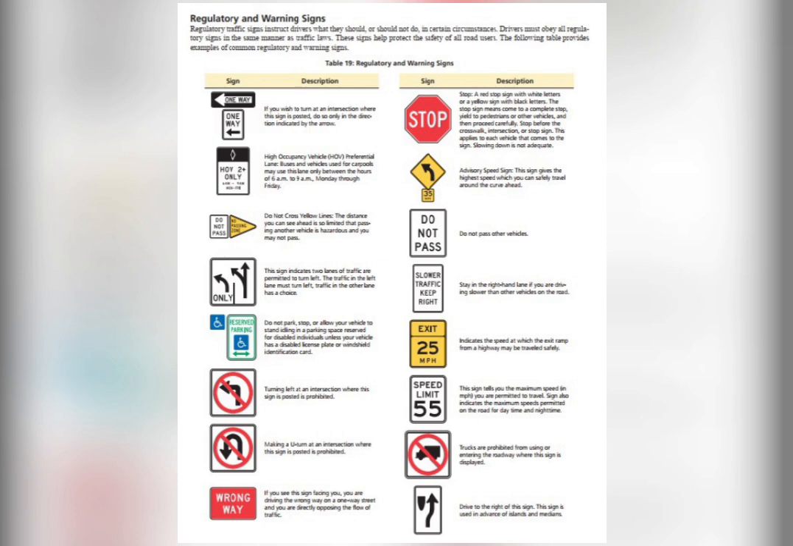Indicates the speed at which the exit ramp from a highway may be traveled safely. This sign tells you the maximum speed in mph you are permitted to travel. Sign also indicates the maximum speeds permitted on the road for daytime and nighttime. Trucks are prohibited from using or entering the roadway where the sign is displayed. Drive to the right of this sign. This sign is used in advance of islands and medians.